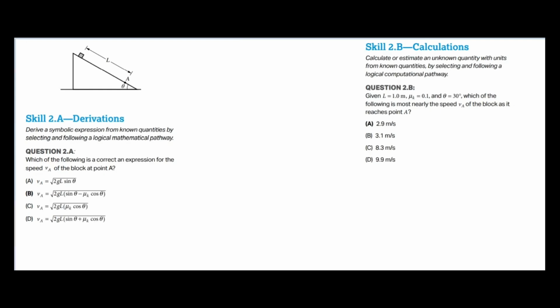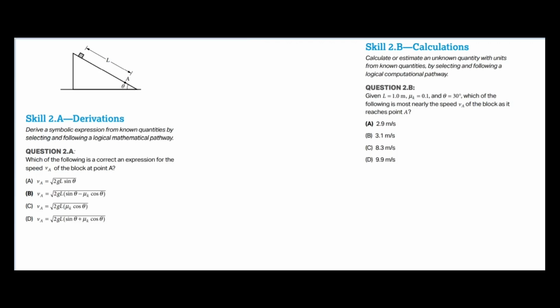So we have a block that's sliding down a ramp across distance L, at a certain angle theta, and then hits point A. Now, what I'm thinking here is that if we want to find a velocity, we're going to be dealing with some stuff with forces and some kinematic stuff as well. Okay, there's a bunch of different directions you could take this.